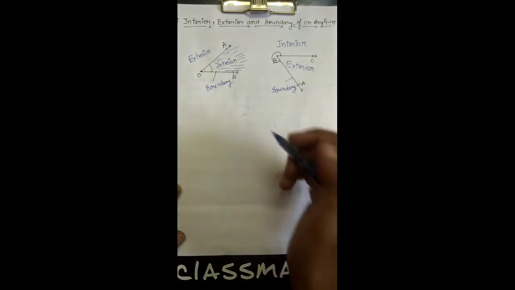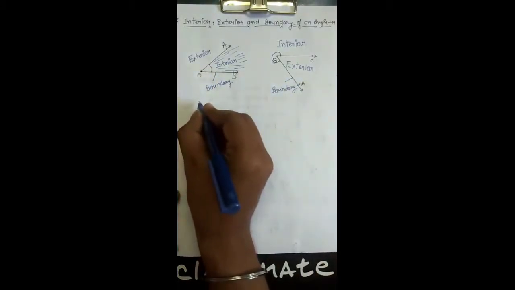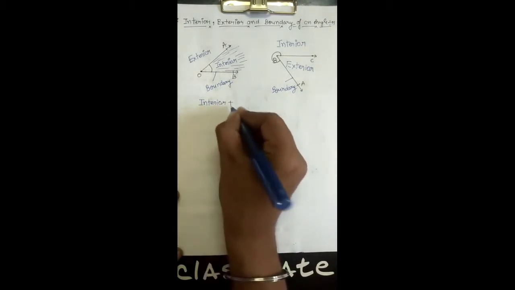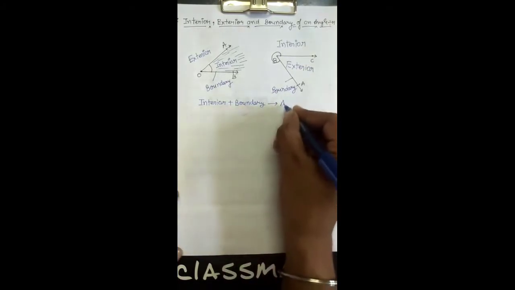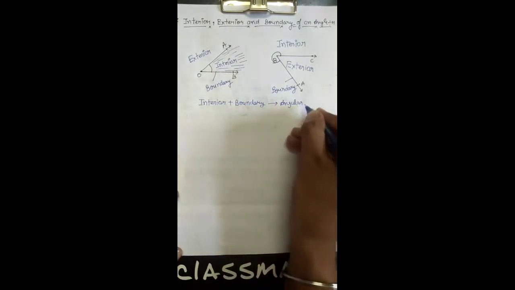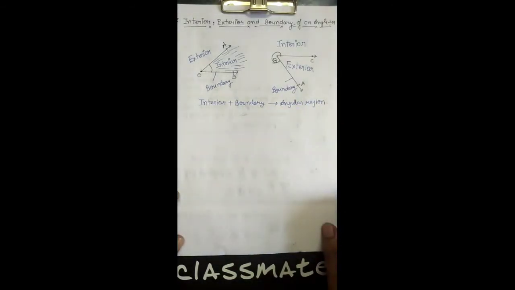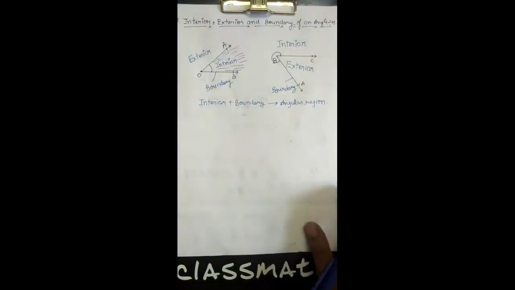One more thing in this: the region on the interior of an angle along with its boundary, interior region and boundary, is known as the angular region of an angle. In both cases, whether it is acute or obtuse, it doesn't matter. Interior plus boundary is known as angular region.